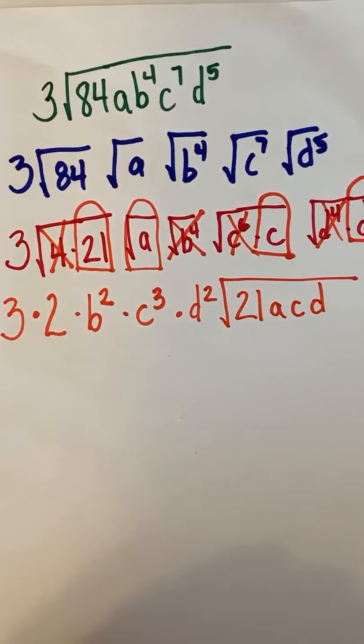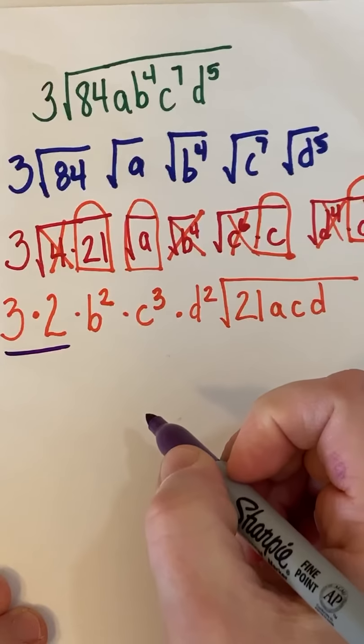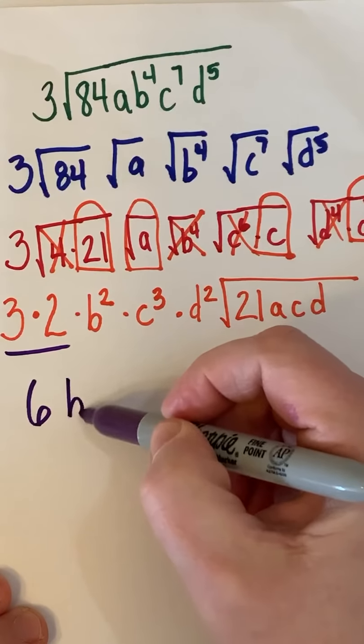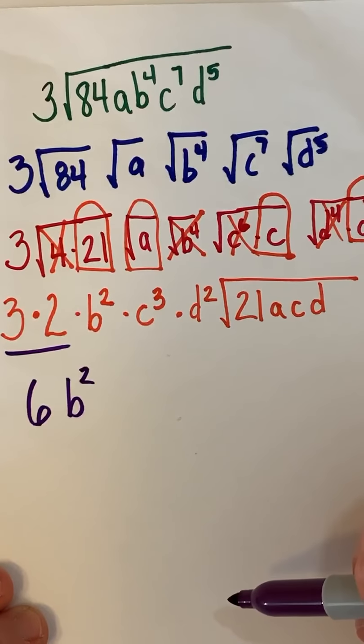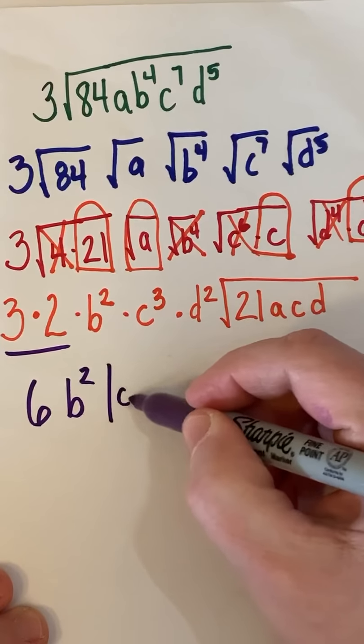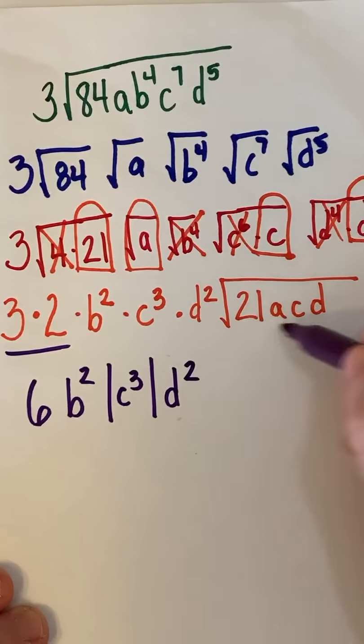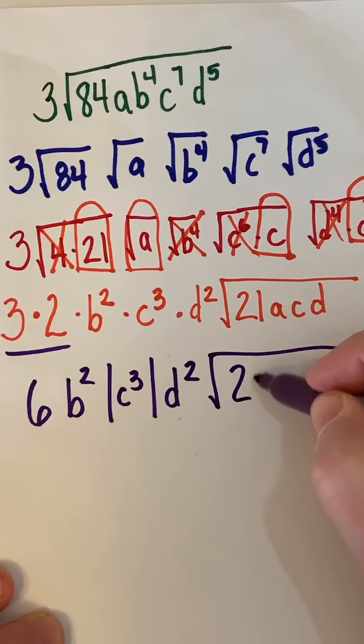Now we have to clean it up, remembering that if a letter has an odd exponent as it's been taken out of the radical, it needs absolute value. So I can multiply my numbers times my numbers. 3 times 2 is 6. B to the 2nd is an even exponent, so that doesn't need absolute value. C to the 3rd does. D to the 2nd does not, and everything inside stays the same.